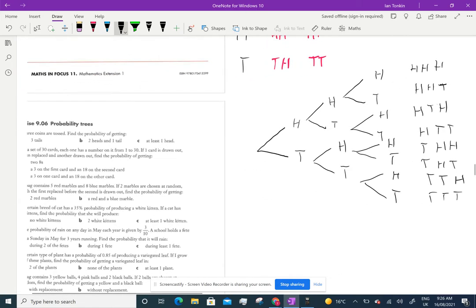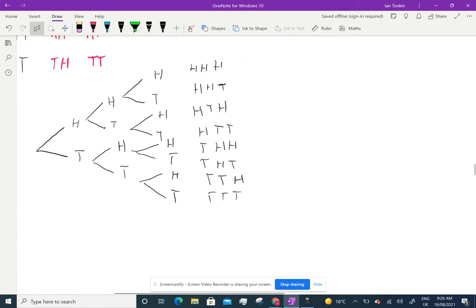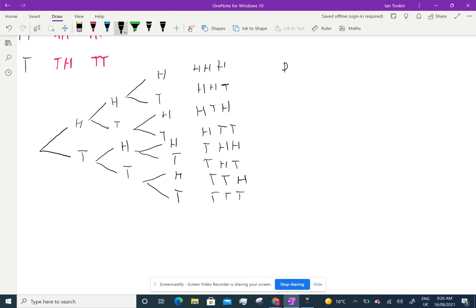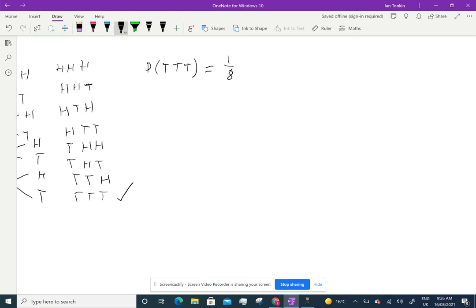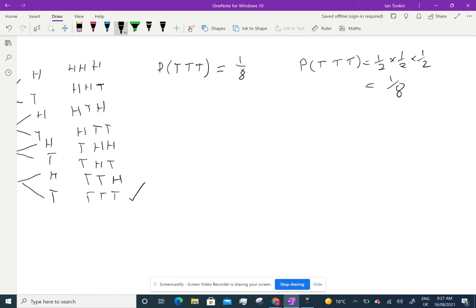So you can now answer the 3 questions. But if you didn't need to use a tree diagram, you don't have to. For example, what's the probability of 3 tails? Well, the probability of a tail, a tail, and a tail is 1 on 8, because there are 8 things here and there's only one of those that has 3 tails. But you could have used your multiplying law, your product law. It's a tail and a tail and a tail, which is 1 on 2 times 1 on 2 times 1 on 2, which is 1 on 8. So you don't need the tree diagram if you can think about it.